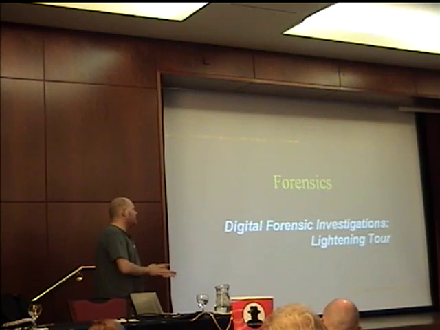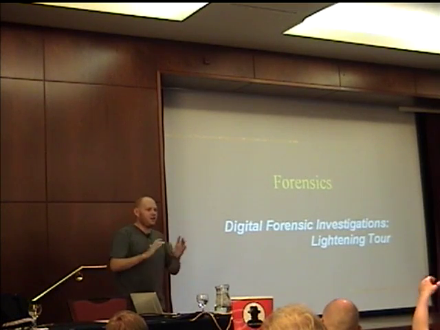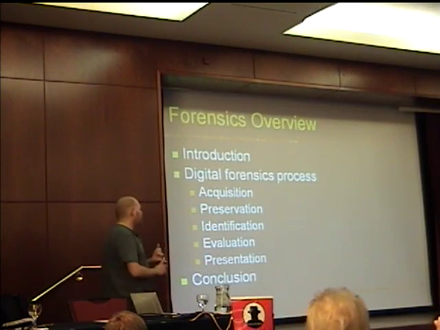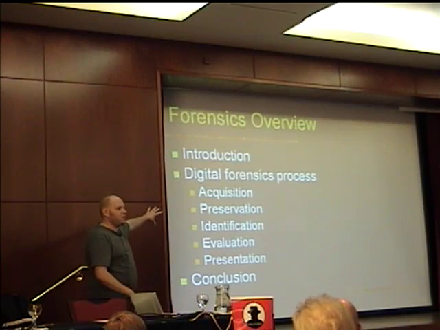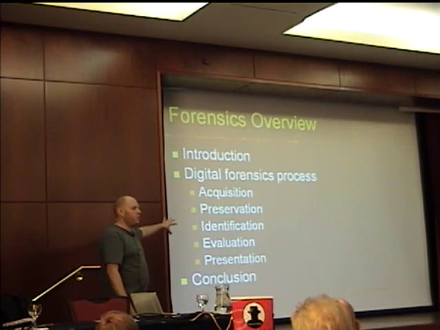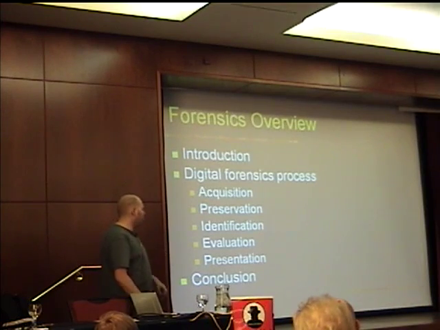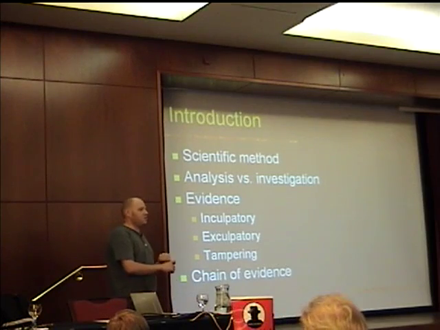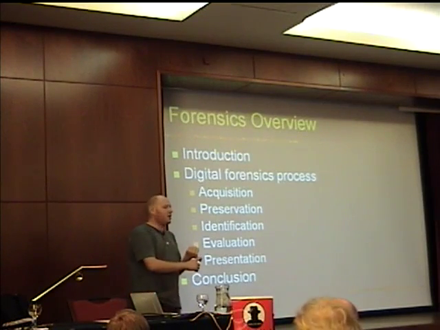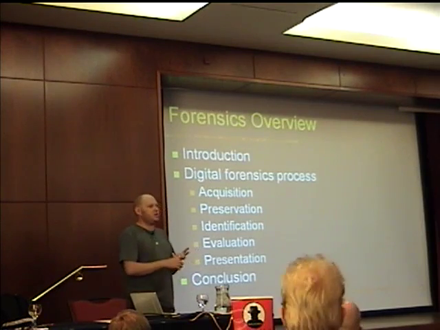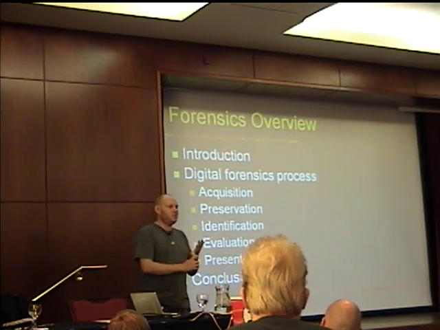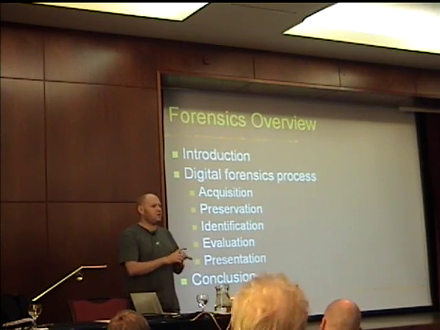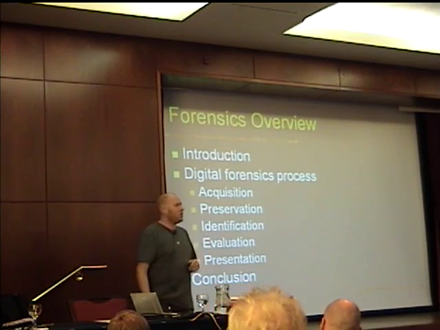Okay, so this is our lightning tour of forensics. Everyone get ready. We're about to blaze through this and you'll all be experts. Okay, introduction. These five things are all we need to remember. These are the five core bits of any forensics analysis. And then we've got a conclusion at the end. So basically, we've got acquisition, preservation, identification, evaluation, and presentation. It sounds annoying and difficult, but it's actually really straightforward. It's basically data capture, data analysis, data presentation. But we'll get to that later.